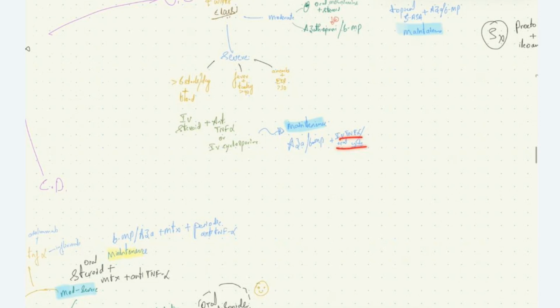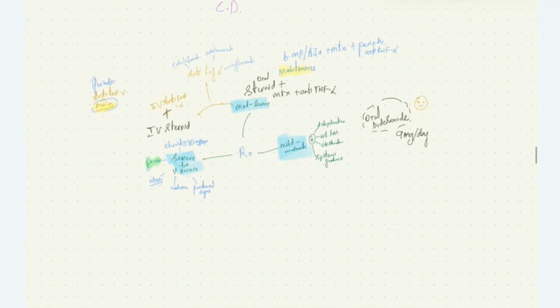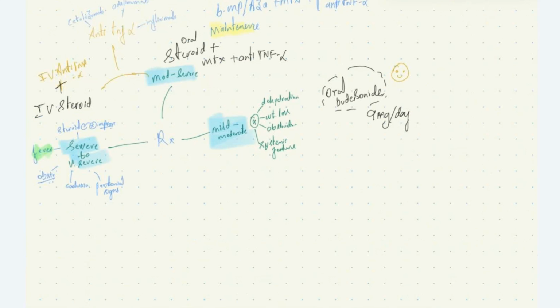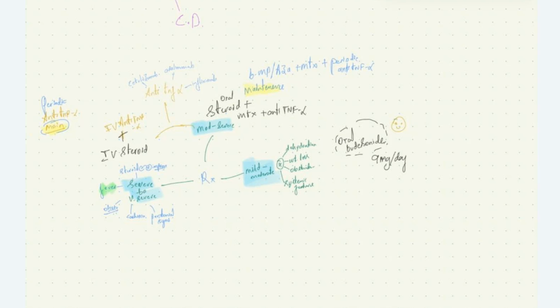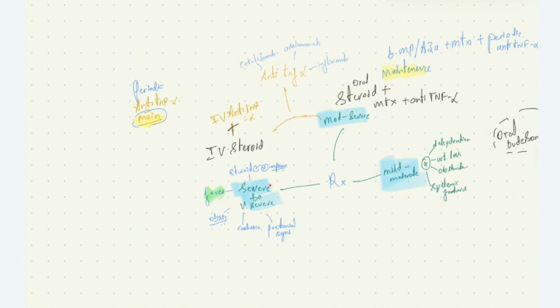In Crohn's disease, we classify as mild to moderate disease, moderate to severe disease, and severe to very severe disease. In mild to moderate disease, only oral budesonide 9 mg per day is enough. In moderate to severe disease, we give oral steroid, methotrexate with anti-TNF alpha agents, and for maintenance we give 6-mercaptopurine or azathioprine with methotrexate and periodic anti-TNF alpha agents. In severe to very severe disease, we give IV steroids and anti-TNF alpha agents. For maintenance, we give periodic anti-TNF alpha agents. This is about inflammatory bowel disease.